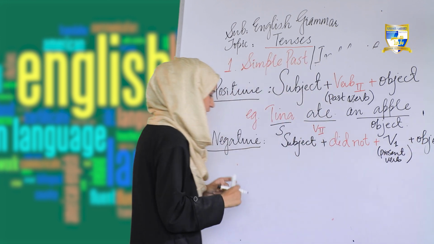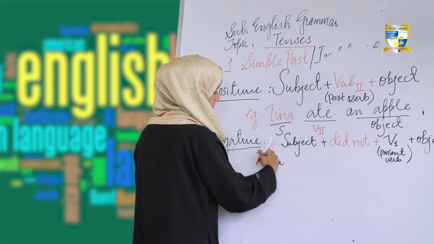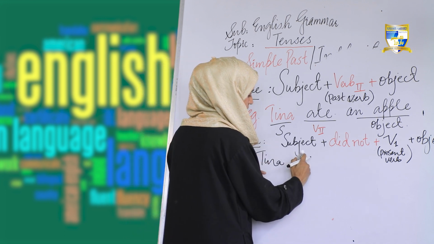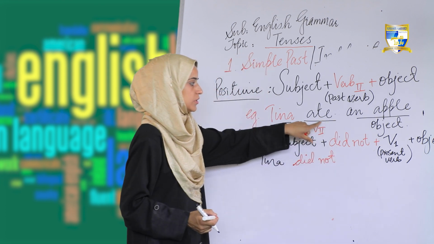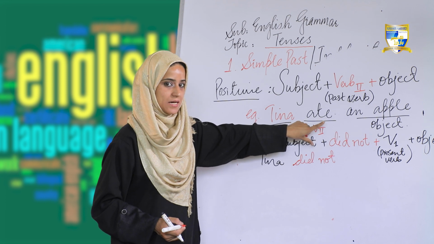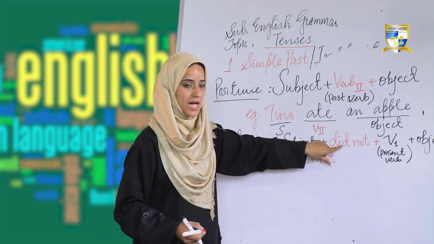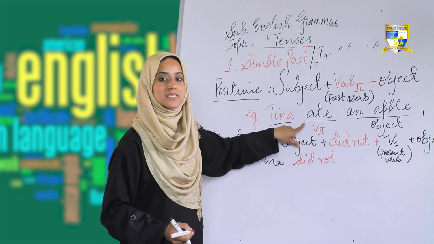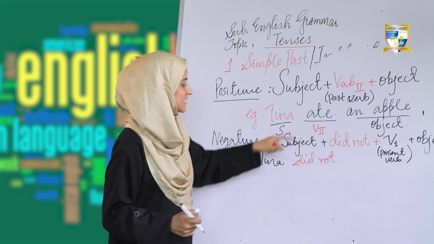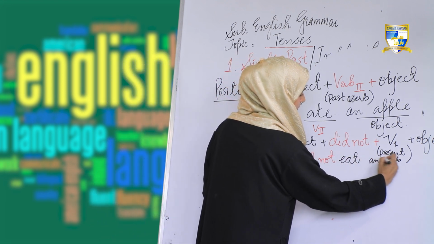So we can write like this: Tina, who is our subject here, did not. Now we cannot write "did not ate an apple," because when we are using the auxiliary did, we have to use the first form of the verb, and the first form of ate is, yes, you are right, it's eat. Tina did not eat an apple.